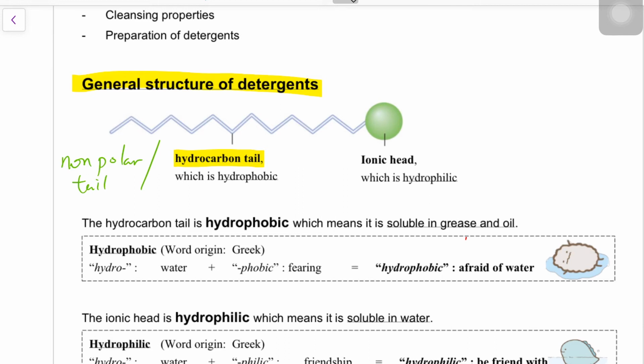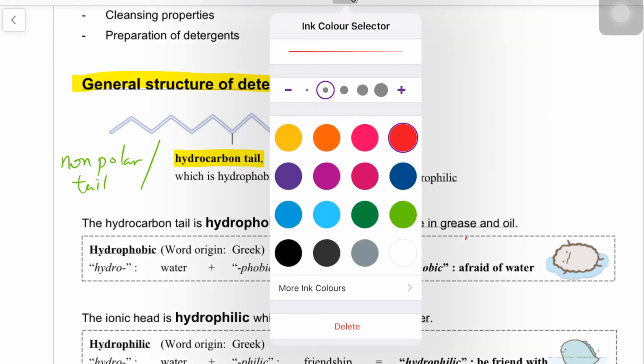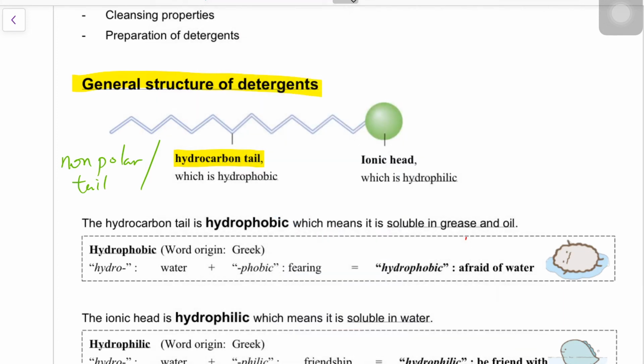The non-polar tail or the hydrocarbon tail has a very important property. This is so important that you should memorize or spell this word: hydrophobic. Maybe you have learned it in your English lesson. Phobic means something we fear, we are afraid. So hydrophobic means afraid of water. Some textbooks will say this is water dislike or water repelling. It doesn't matter, the meaning is the same.